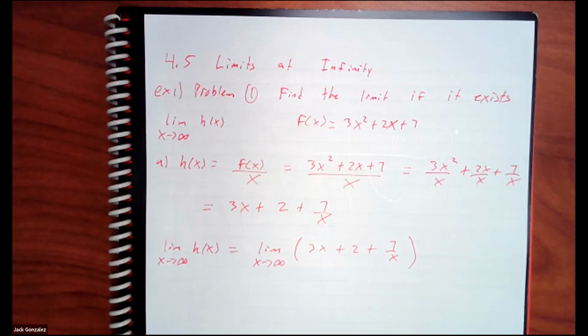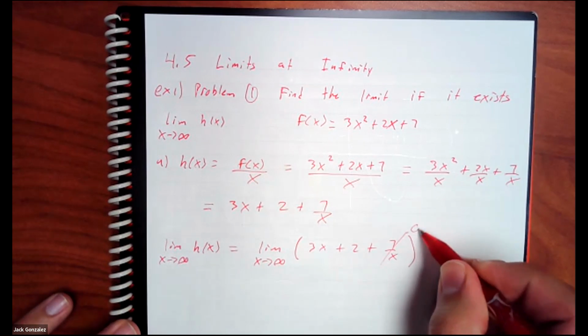Let's think about it. As the denominator of a fraction gets bigger and bigger, that means the fraction is getting smaller and smaller, right? So if it gets infinitely small, that means 0, right? That's what we learned a long time ago. This piece is going to go to 0.